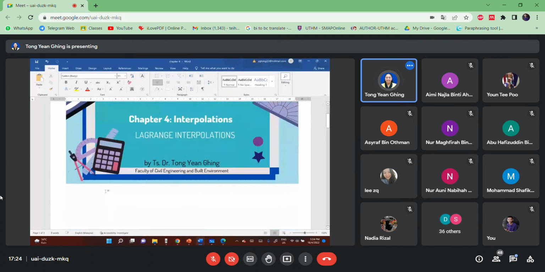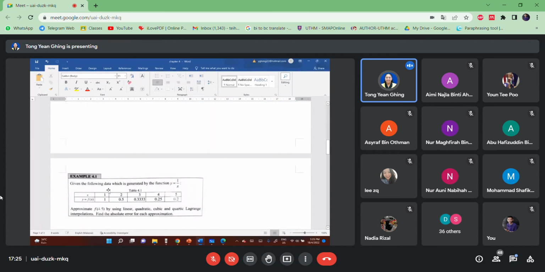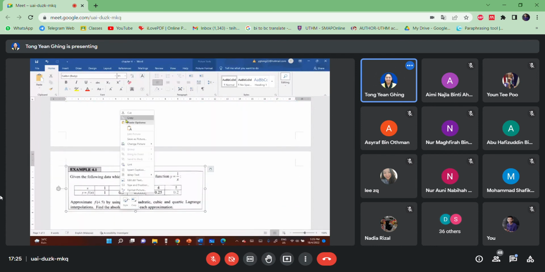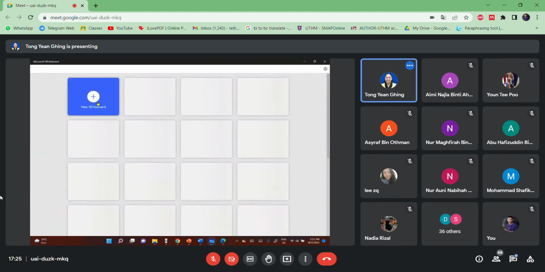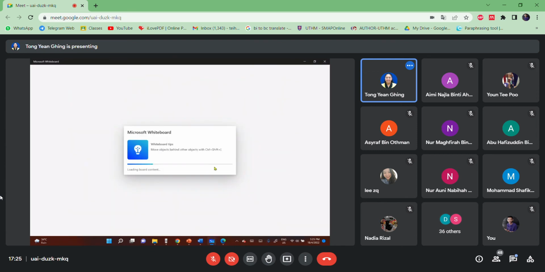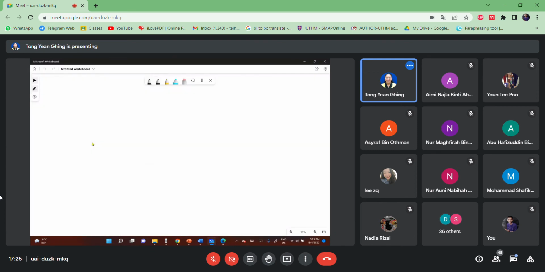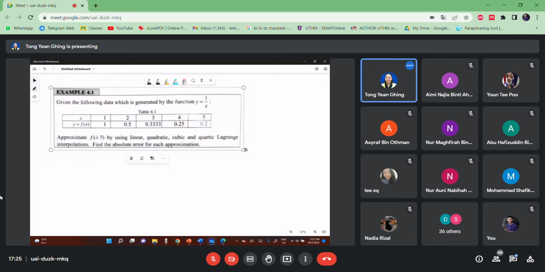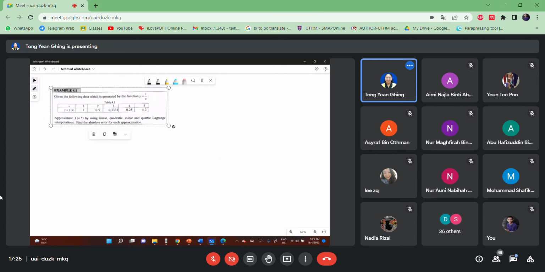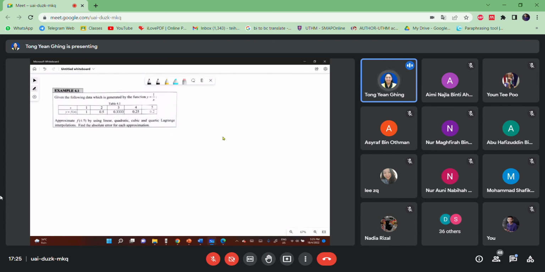Kejap saya nak ambil copy this one example. So kadang-kadang this one, the whiteboard is not functioning. Okay. So example 4.1. Example 4.1 in page 76.